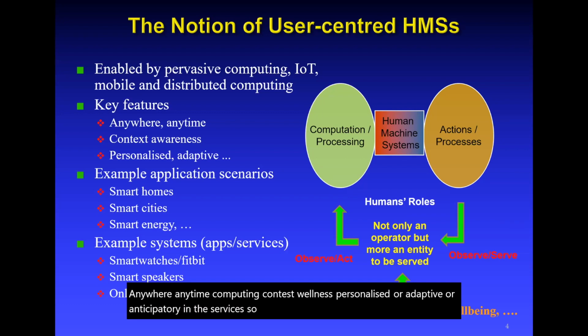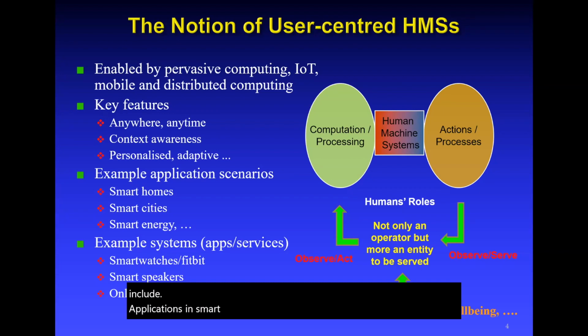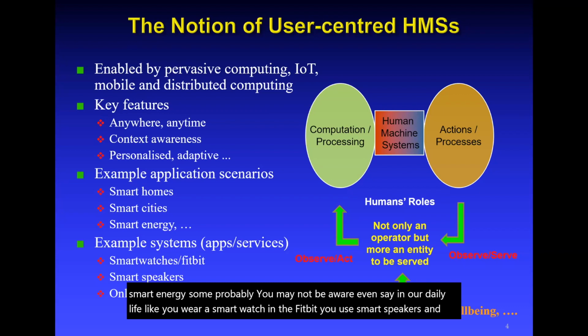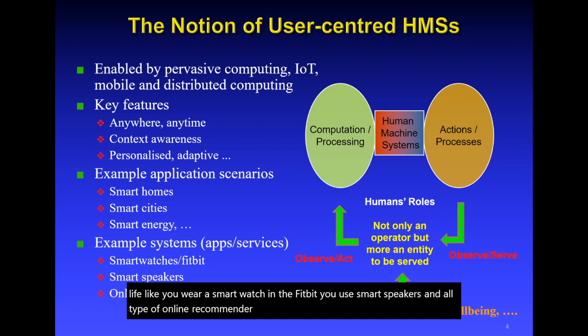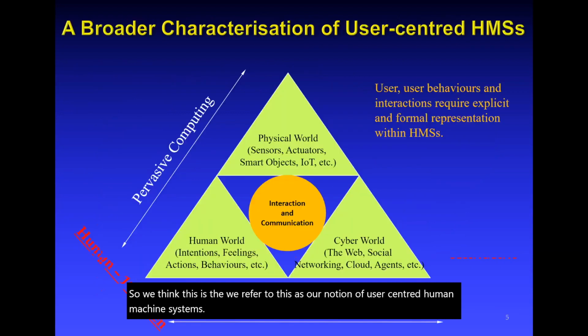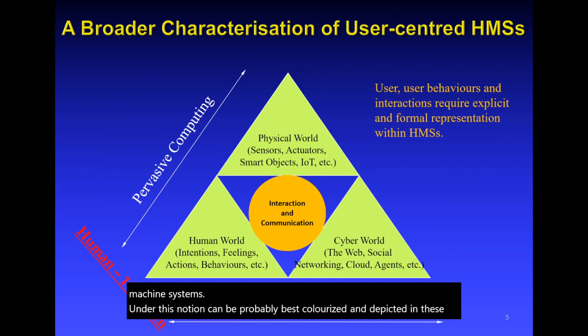Such application scenarios include applications in smart home, smart cities, and many intelligent transport or smart energy. Some examples you may not be aware of, even in our daily life, like wearing a smart watch or Fitbit, using smart speakers and all types of online recommender systems. So we refer to this as the notion of user-centered human-machine systems. And this notion can probably be best characterized and depicted in these three worlds, as you can see here.